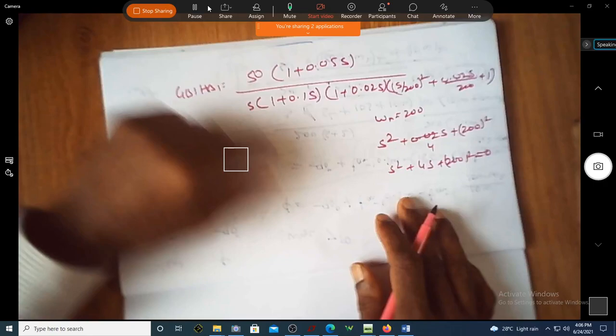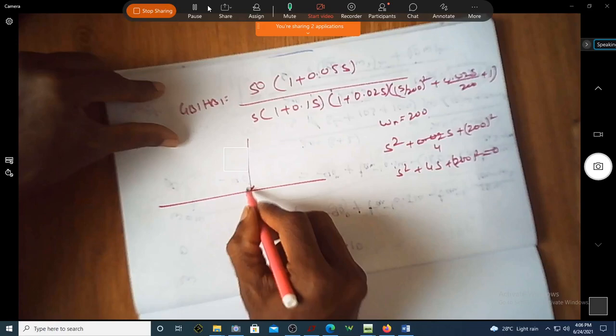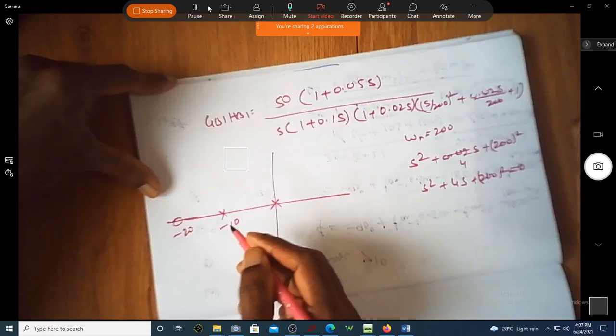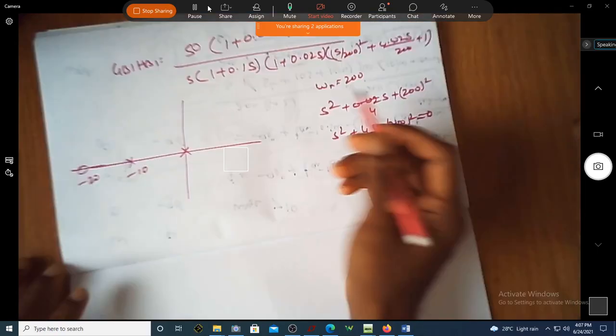Then where are the poles now? 1 plus 10, correct? What is 0.05, is it minus 20? And what are the roots of this? We have 50 also, right? So minus 50.